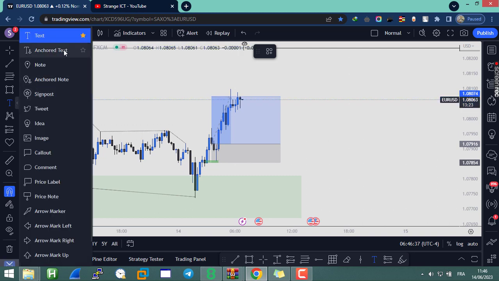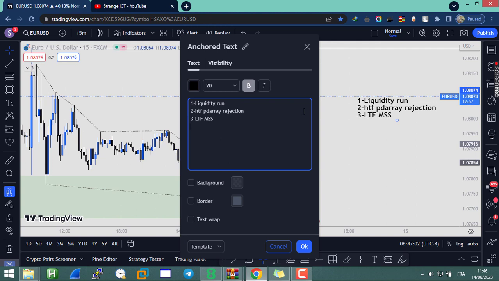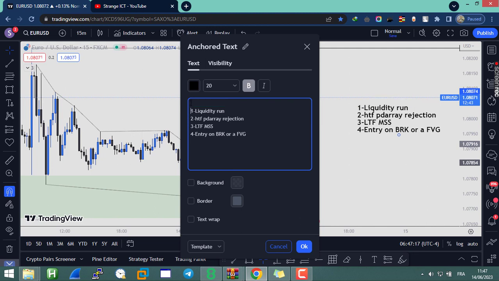So first of all, the strategy goes like this. We want to see first a liquidity run. Second, we want to see a higher time frame PDRA rejection, meaning fair value gap, breaker, order block, anything. Next, you want to see a lower time frame market structure shift, and we want to enter on a breaker or a fair value gap. That's it, easy.